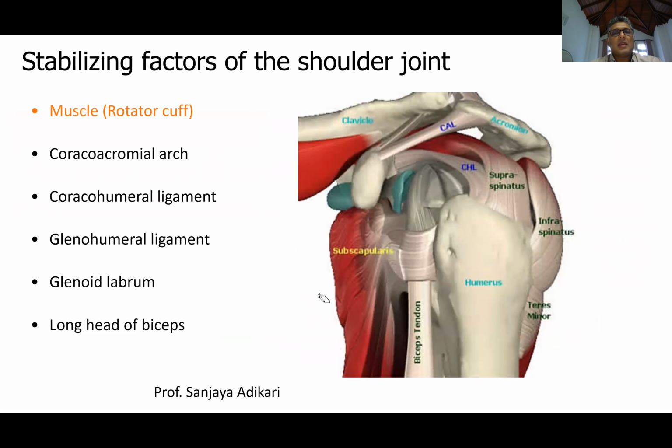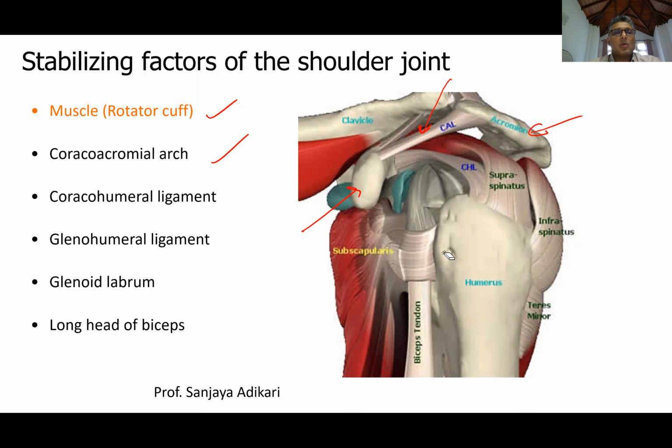Then, as I said before, the most important stabilizing factor is the rotator cuff, the muscles that I just listed out. Another important stabilizing factor, which prevents superior dislocation of the humerus, is the coracoacromial arch formed between the coracoid process of the scapula and the acromion of the scapula, and the coracoacromial ligament, which is attached between the two bony points, coracoid process and the acromion. It's all within the scapula itself. So that prevents superior dislocation of the humerus.